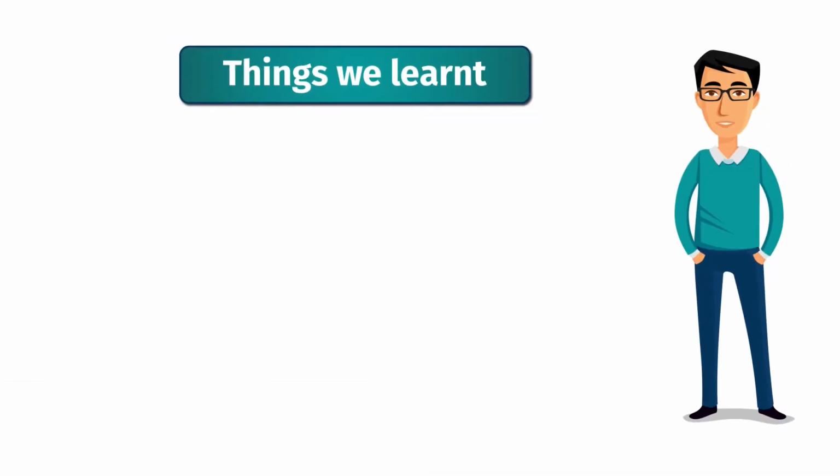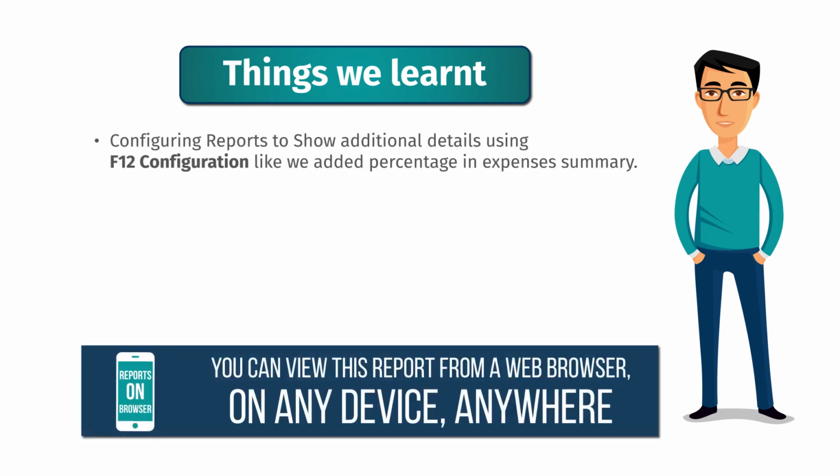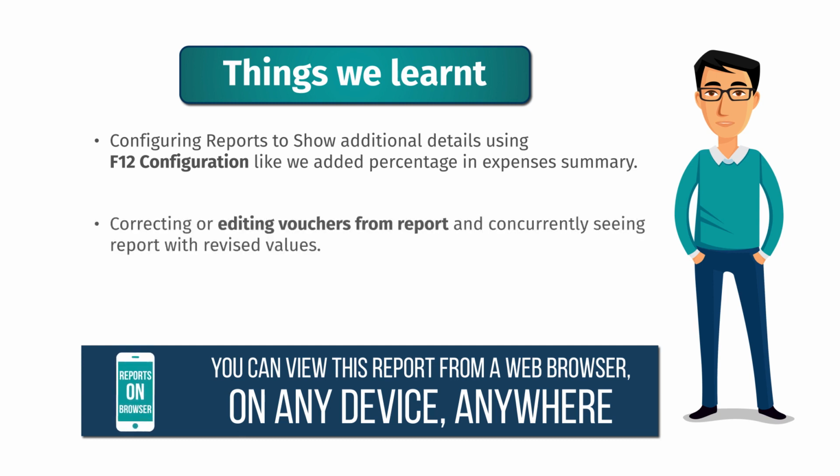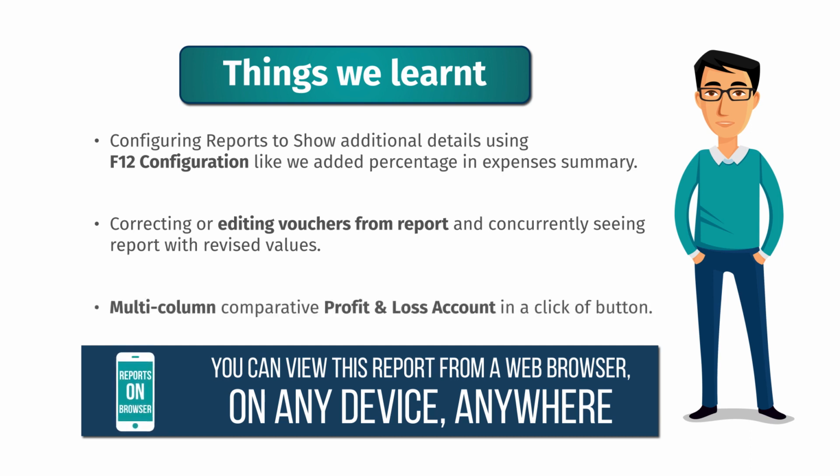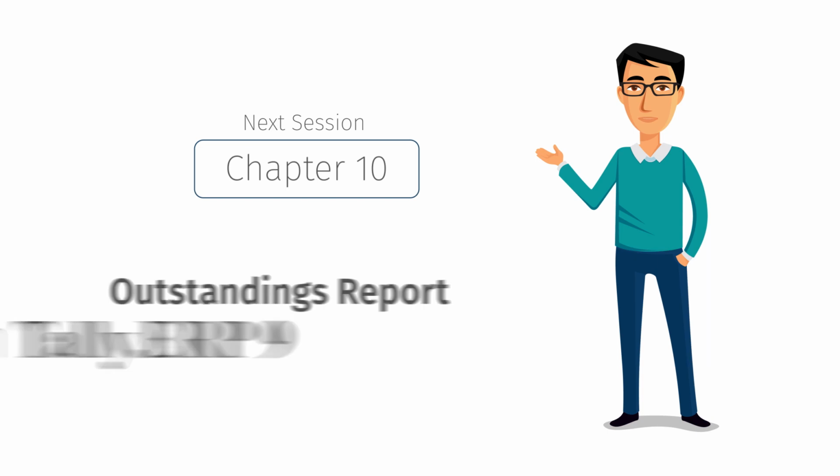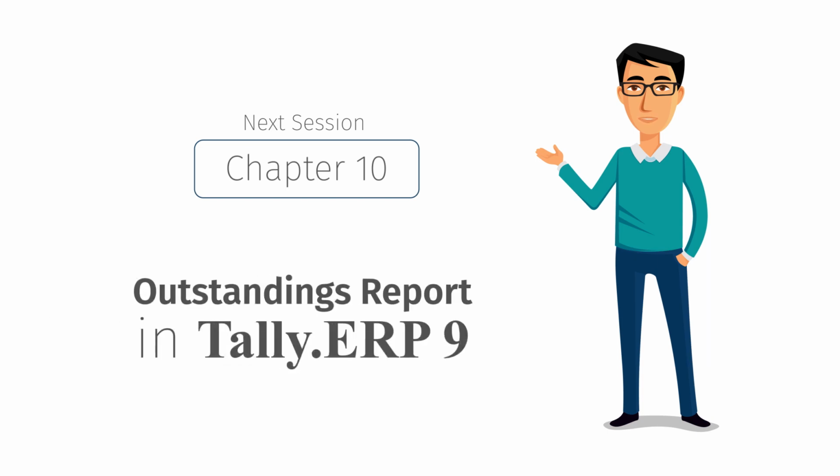Alright, here is a quick recap of what we learned. Configuring reports to show additional details using the F12 configuration, like we added percentage in expenses summary. Correcting or editing vouchers from report and concurrently seeing reports with revised values. And multi-column comparative Profit and Loss account at the click of a button. In our next chapter, you will see the outstandings report in TallyERP 9.